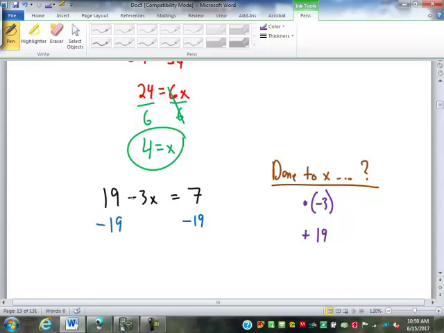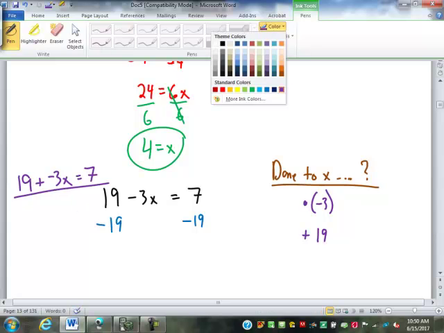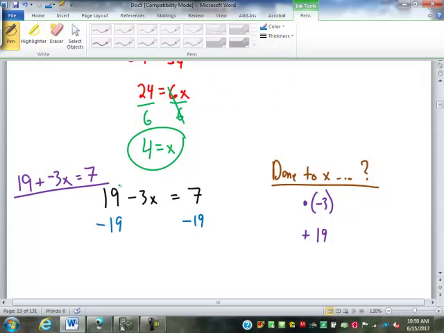A lot of people see that subtraction symbol there, and they think subtraction is what is connecting the 19 to the x. It's not. That's really a negative 3. If we're being technical, we'd probably rewrite this as 19 plus a negative 3x equals 7. In that form, it's a lot more obvious what's really going on here. So yes, we subtract the 19.